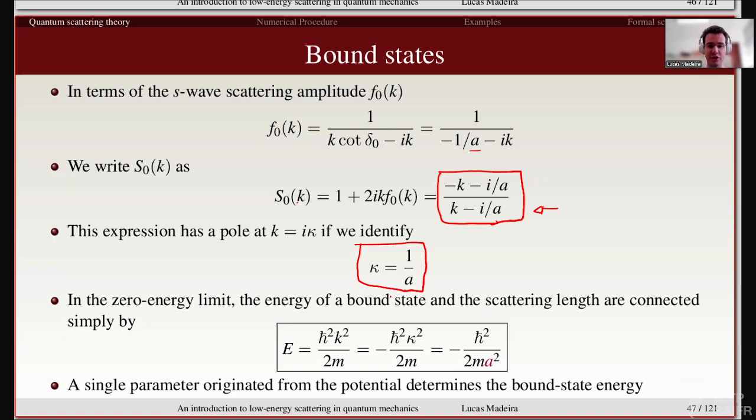So how is that connected to the energy of this bound state? So the energy is k squared over 2m. I substituted k here by i kappa. So my bound state energy is proportional to minus kappa squared. And we just saw that kappa is 1 over a. So that's the result here in this zero range theory. If I have a bound state, the energy of this bound state is going to be proportional to 1 over the scattering length squared. So in this low energy limit, zero range theory, my bound state energy is determined by a single number, and that single number is the scattering length.